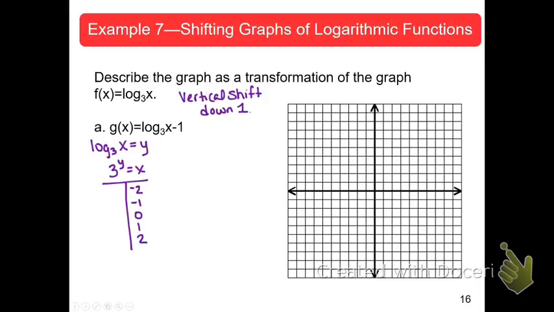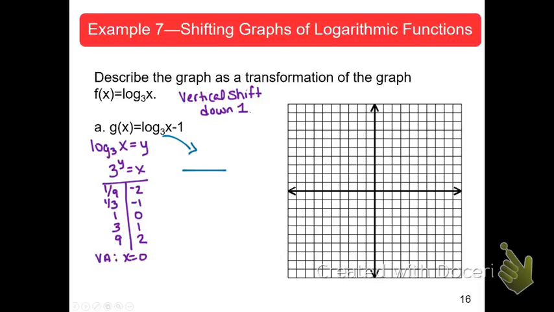So 3 to the -2, remember it's negative, so it's going to make it a fraction. So it's 1 over, and then 3 to the +2 would be 9. 3 to the -1, then it's going to give me 1/3, and 3 to the 0, 3 to the 1st, and 3 squared. Now remember, this is a log function, so we're going to have that vertical asymptote at x equals 0. But this is not the graph I'm graphing. This is my parent function, the log base 3 of x. I'm actually going to graph log base 3 of x minus 1.